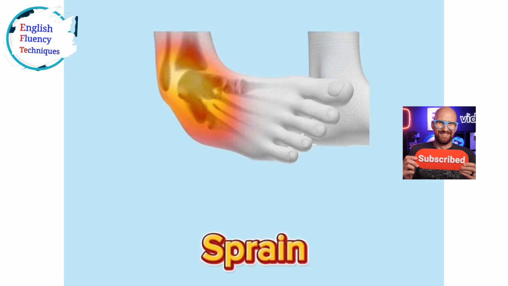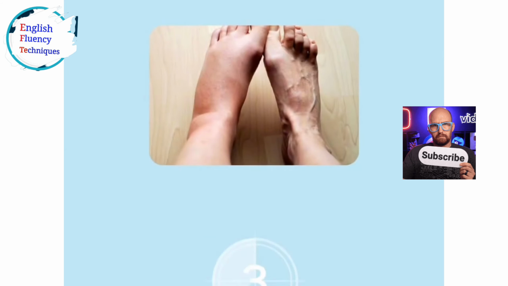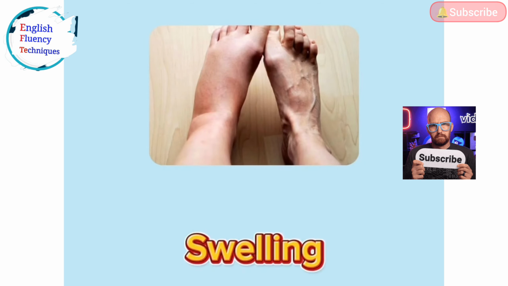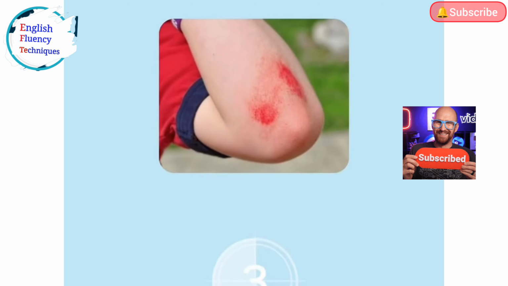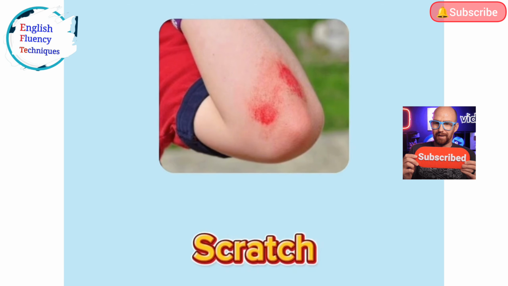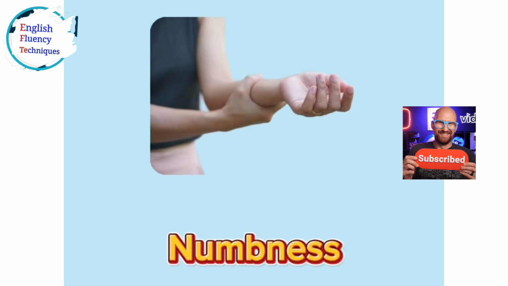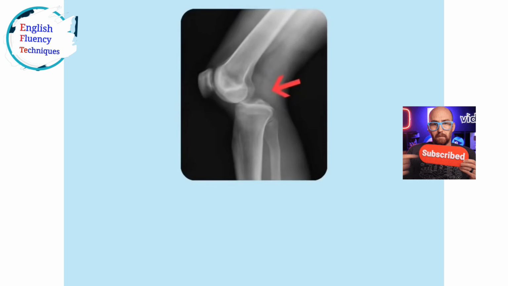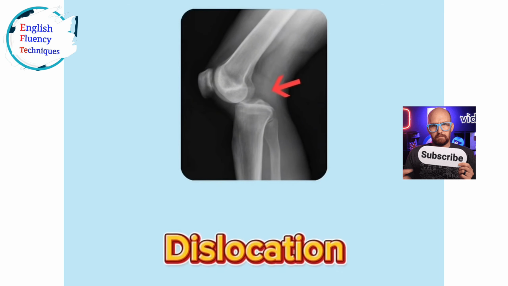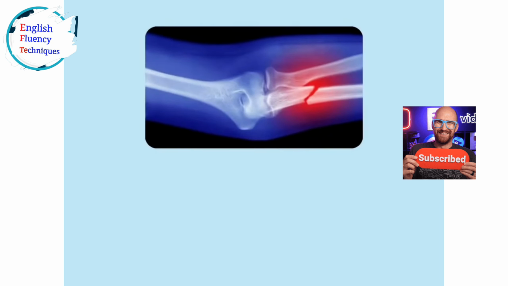What is this called? Sprain. What is this called? Swelling. What is this called? Scratch. What is this called? Numbness. What is this called? Dislocation.